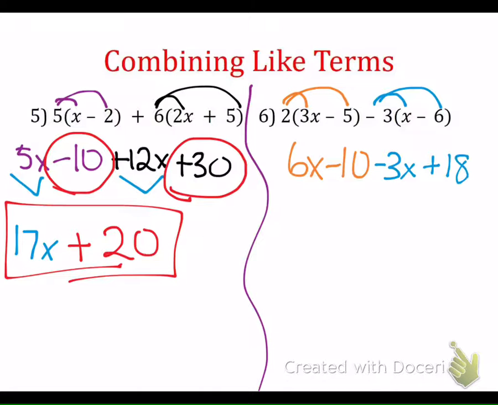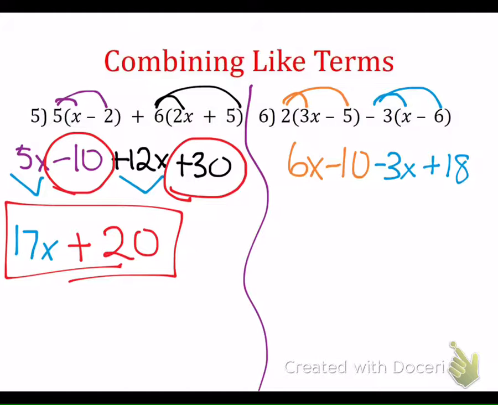Yes. Negative times a negative, that's where you change it, okay? So that becomes a plus 18. Some people like to write it out step by step, like a minus negative 18, and then change it. I just go right for the good stuff, okay?